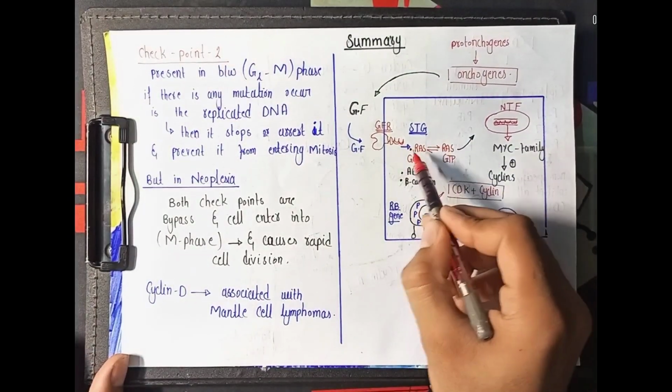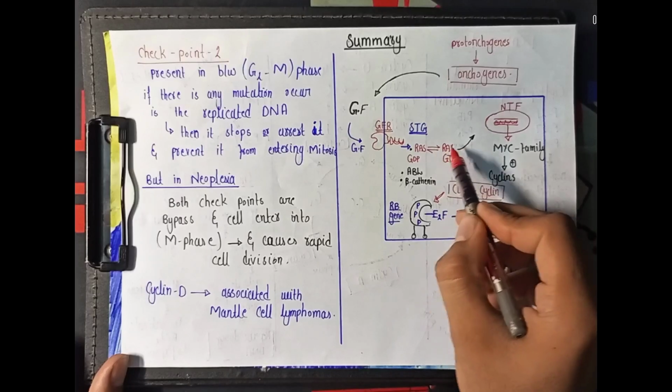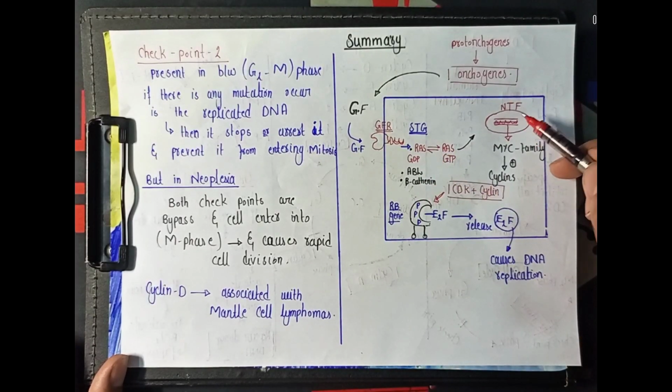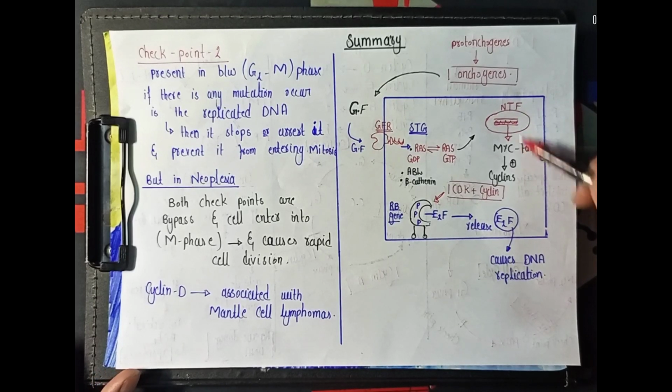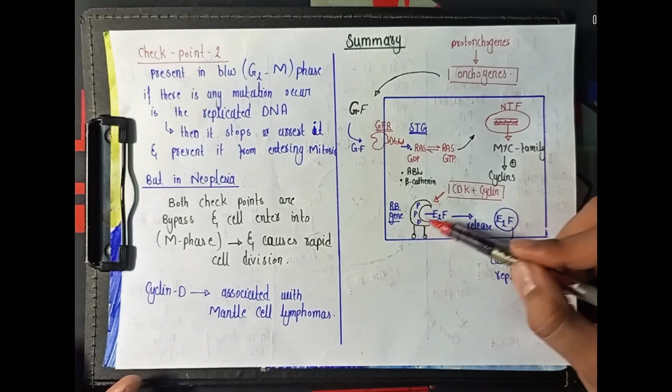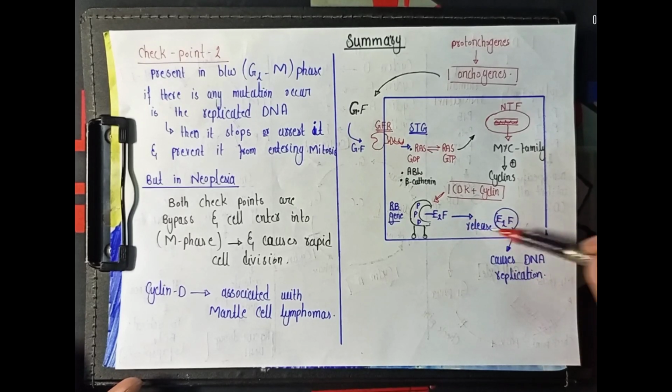So in neoplasia, there is overactivity of the RAS gene, and there is overactivity of the ABL or the beta catenin gene. And similarly, in neoplasia, there is overactivation of nuclear transcription factors like the MYC family, and this MYC family then activates various cyclins, and these cyclins combine with the cyclin dependent kinase enzymes, which phosphorylate the RB gene and release the E2F factor and cause overproliferation of the cell.